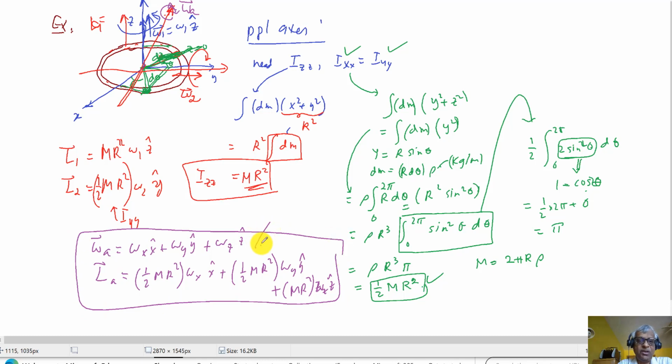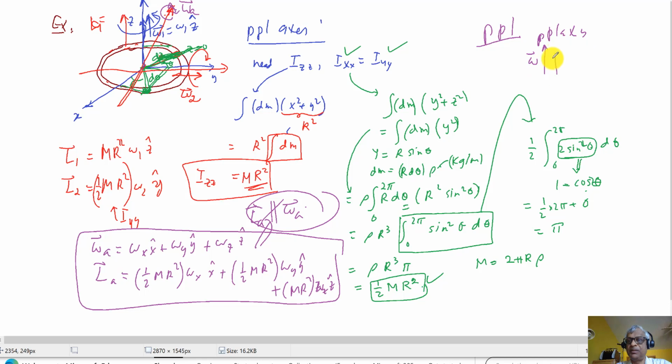And now these are not parallel. L arbitrary is not parallel to omega arbitrary. So the rotation about the principal axes is very important in that case. When omega is along some principal axis, L is along the same axis. But other than along a principal axis, it can become a little more complicated, with sometimes very interesting rotation phenomena.